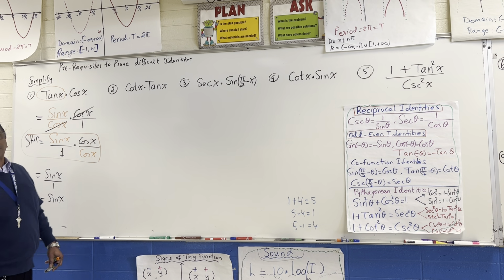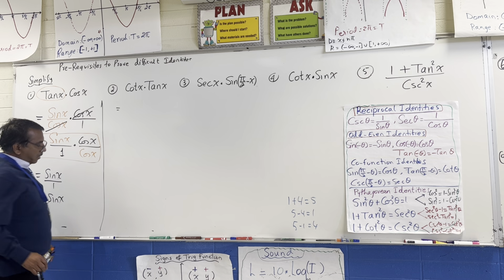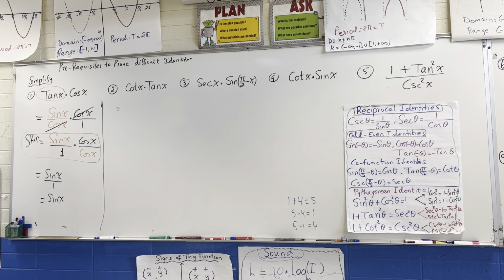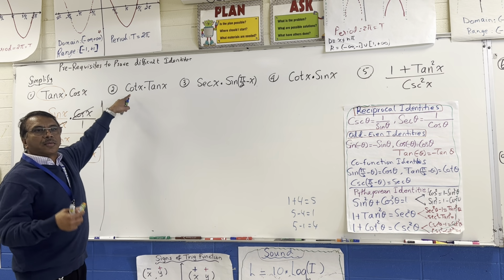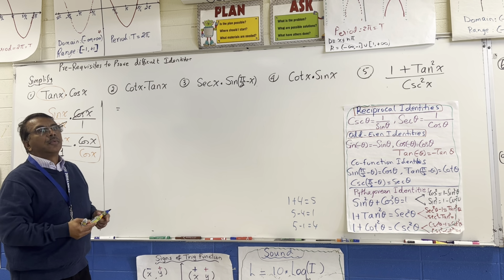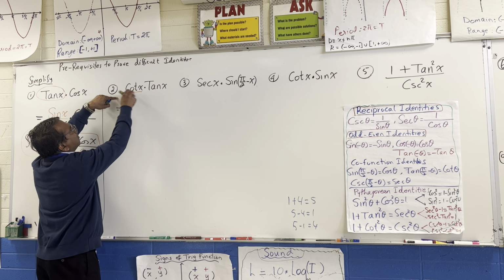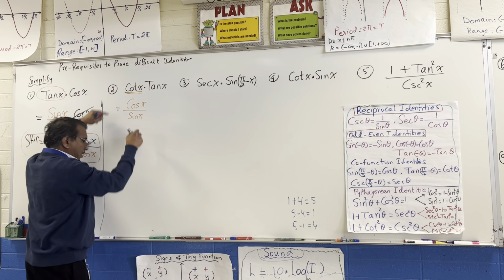At the most what? Jocelyn, tell me, quick. How can we write cotangent? So, is it sine over cos or cos over sine? Yes, very good. So replace this by cosine over sine of x.